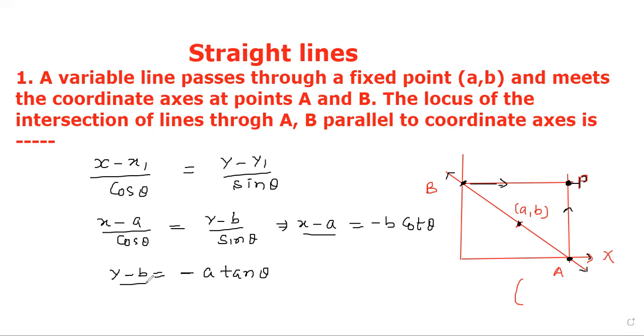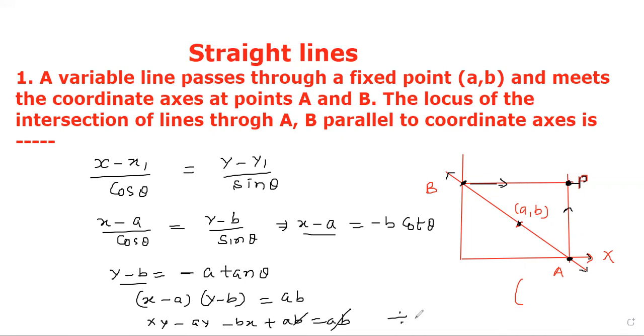We take these two lines and we multiply. So (x minus a) times (y minus b). If we multiply these two, we will get ab times tan theta into cot theta, which gives 1. So we open the bracket: xy minus ay minus bx plus ab equal to ab. ab will cancel out. So we will get xy minus ay minus bx equal to 0.